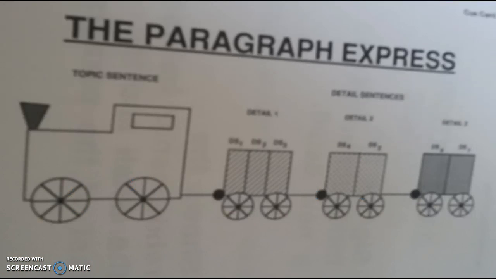So here's our paragraph express. I apologize for it not showing up as clearly as it should, but I think you'll get the idea of what we're looking at here. So we have a picture of a train, and what's going to happen here is we're going to work on building the train. So this is our paragraph. So if you look here, the engine is the topic sentence. The engine represents the topic sentence because it drives the train or gives the paragraph direction.